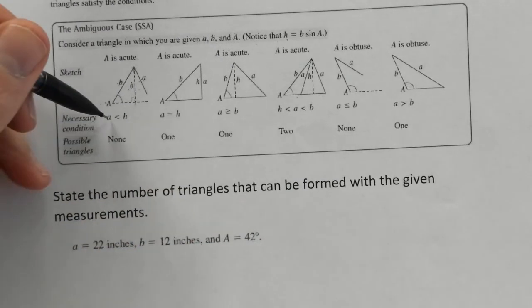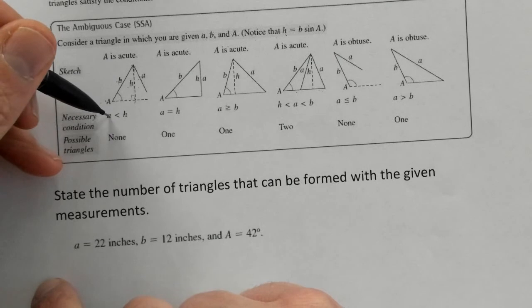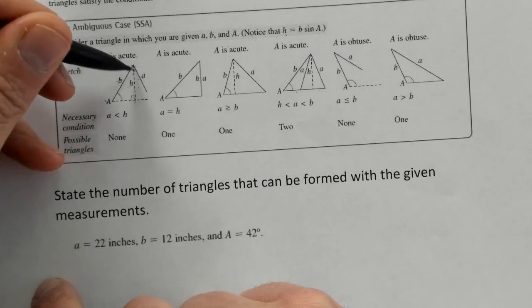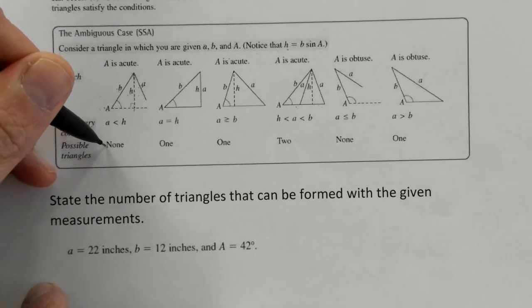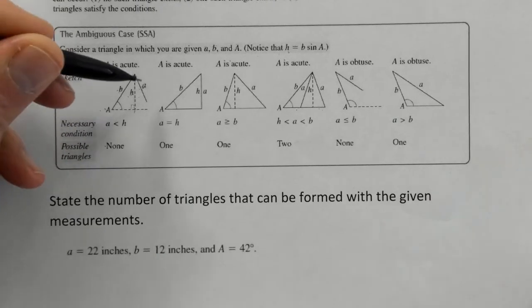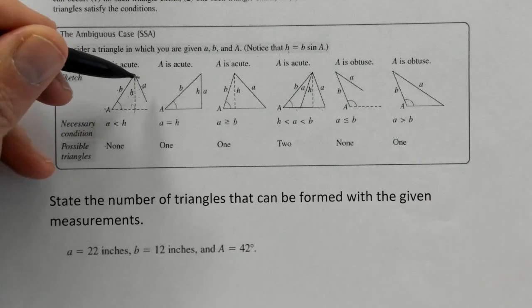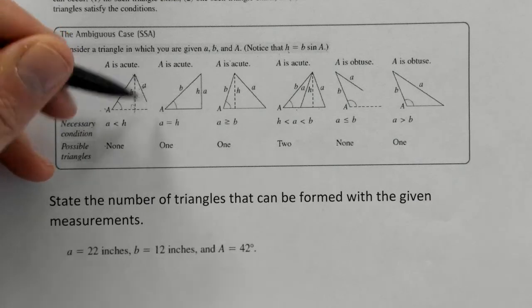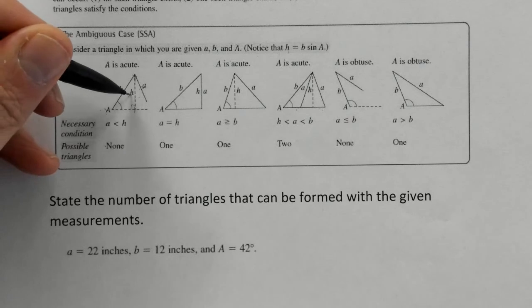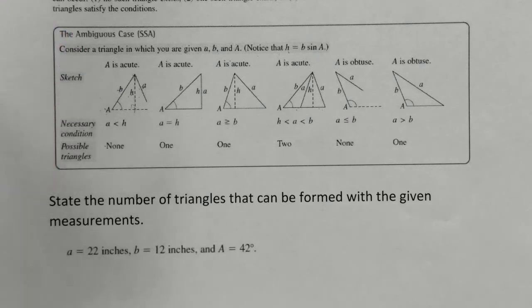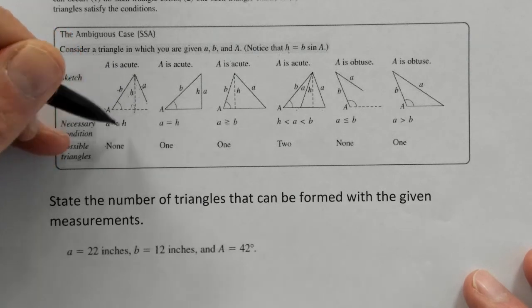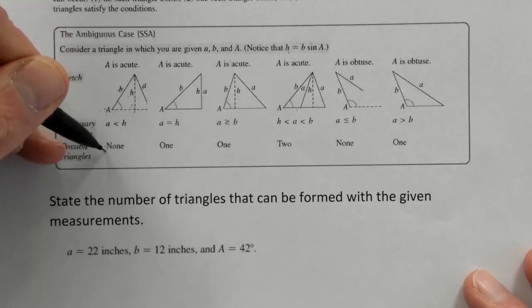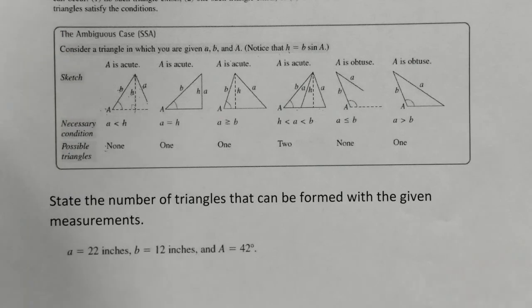The first scenario is that a is less than h. If side a is less than h, then there is no triangle that can be formed. If you're given a has a length of 8, and you calculate h from the other two values and it has a length of 10 or 12, then a is not going to be long enough to close and form a triangle. So in that case, you would say there is no triangle that can be formed with those measurements. That would be your answer.